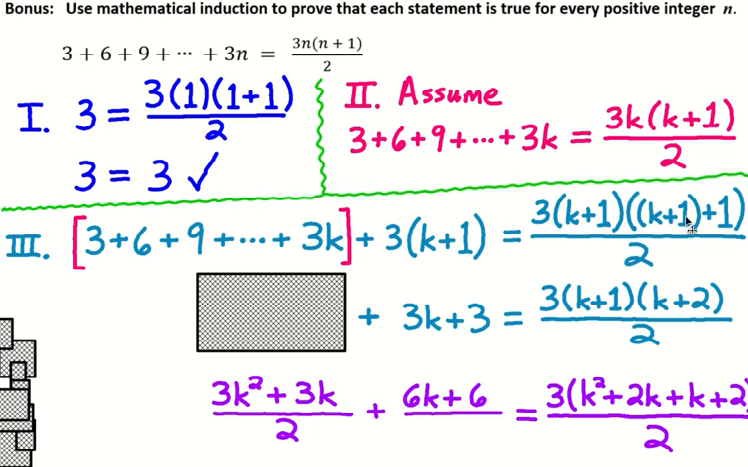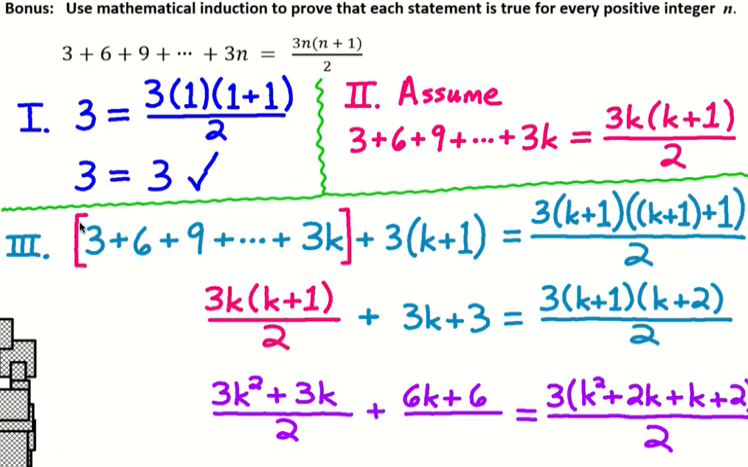By noticing that over here on the left side, just from here to here, we just got done, look, right here, 3 plus 6 plus 9 all the way to 3k is equal to this. So you can replace all these terms, except for this guy, with 3k times k plus 1 over 2, because we just got done assuming it was true. So we can sub all this in. And from here on out, whoa, what happened here, man? What happened? What the heck?